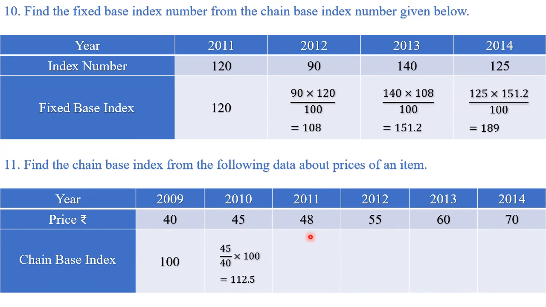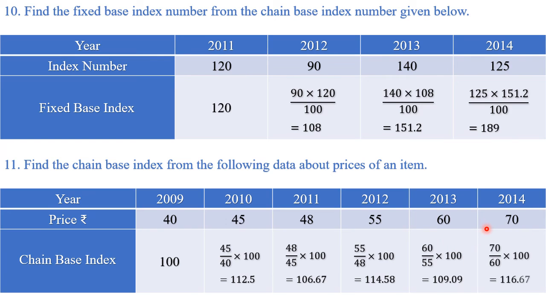Now if I am taking 2011, 48, so I will divide it with 2010, 45. So 48 upon 45 into 100, that is 106.67. Then if I am taking 2012, I will divide it with 2011, so 55 divided by 48 into 100, 114.58. Then 60 divided by 55 into 100, 109.09, and 70 divided by 60 into 100 is 116.67. So this is how you simply calculate a chain base index number from the given simple data. Okay, so we have calculated simple fixed base and chain base index number, and we have also calculated conversion of fixed base to chain base and chain base to fixed base.